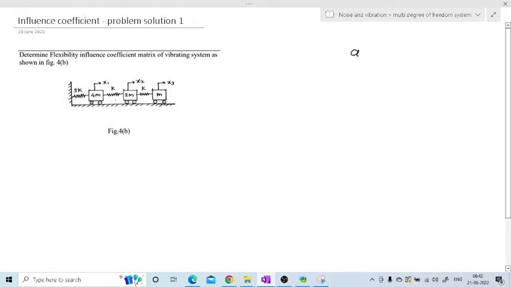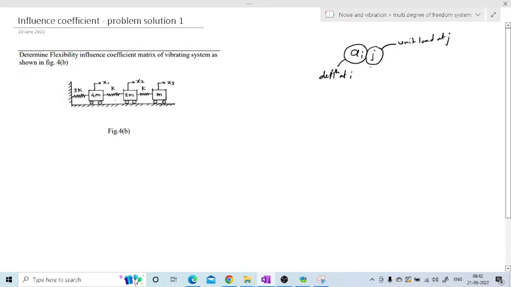So influence coefficient is represented by Aij. What is meant by this i and what is meant by this j? Now Ai means deflection at point i due to unit load at j. So if you know this term, that is we'll have to determine the deflection because of the unit load at j, then it is a very simple problem to solve.